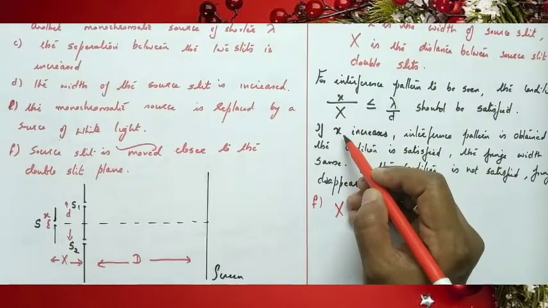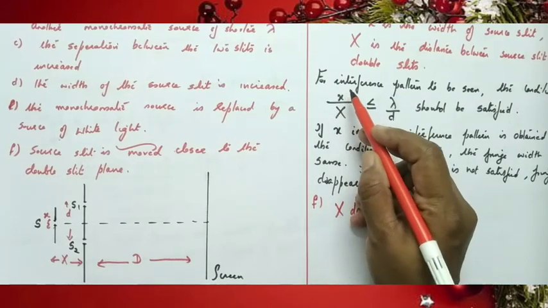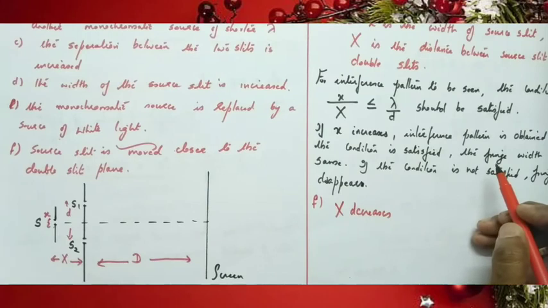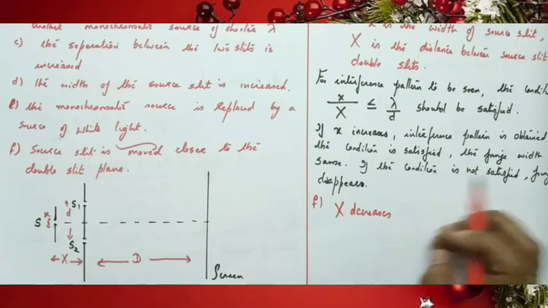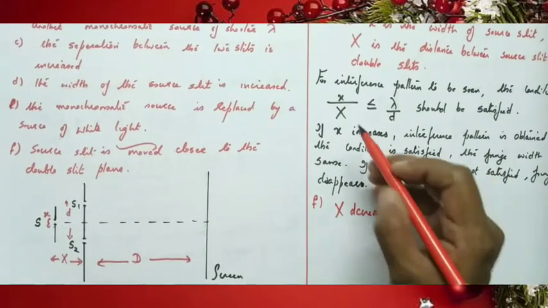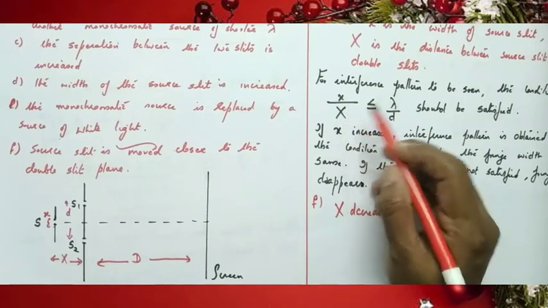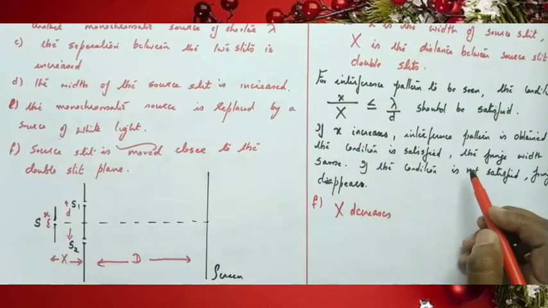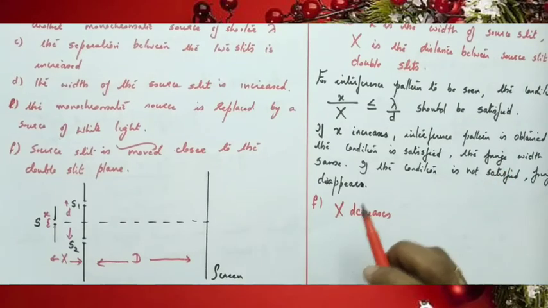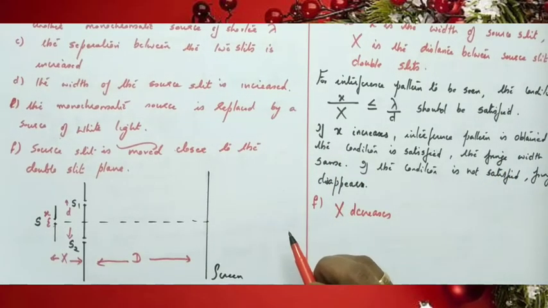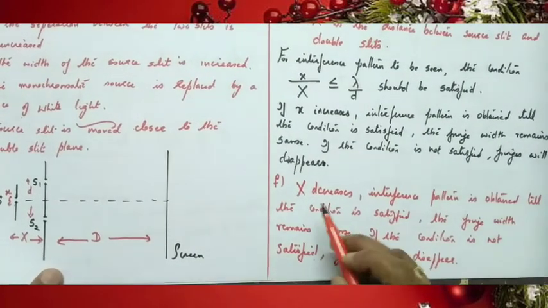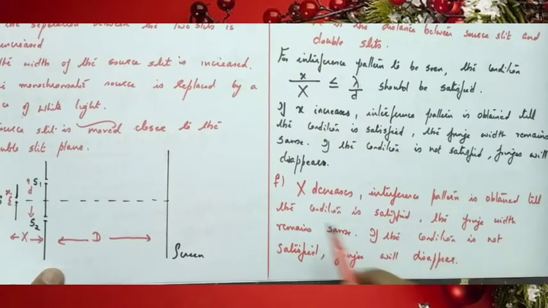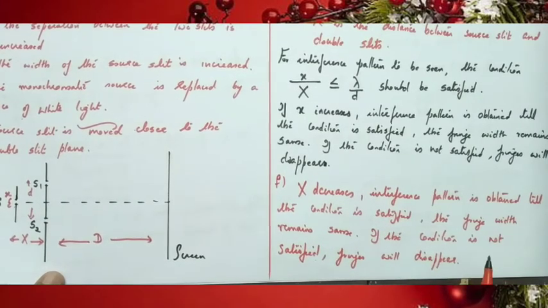Again, if capital X decreases and the condition is still satisfied, we will get the interference pattern with no change in the fringe width, but after that if the condition is not satisfied, the fringes will disappear. Same answer. Here also the answer is same as the previous one. If capital X decreases, the interference pattern is obtained till the condition is satisfied, the fringe width remains same. If the condition is not satisfied, the fringes will disappear.